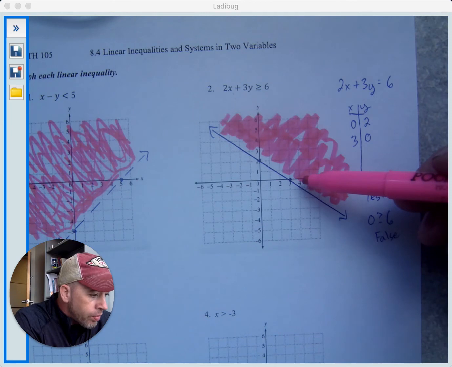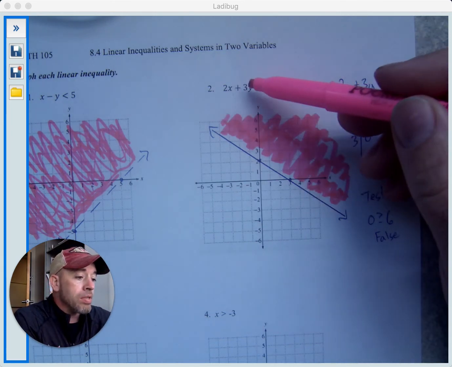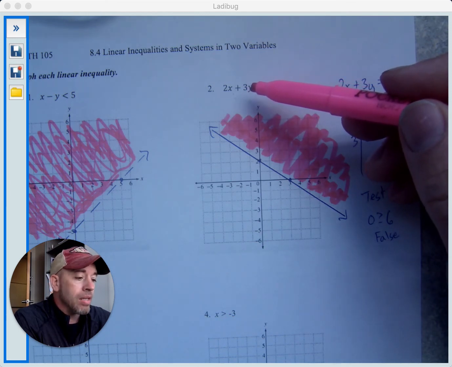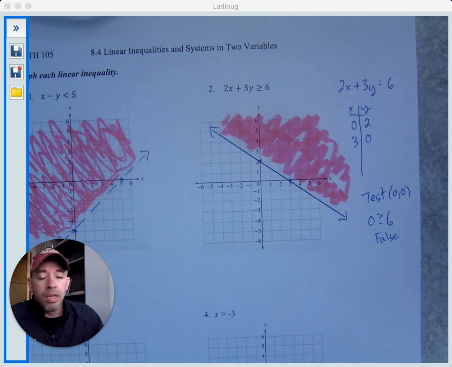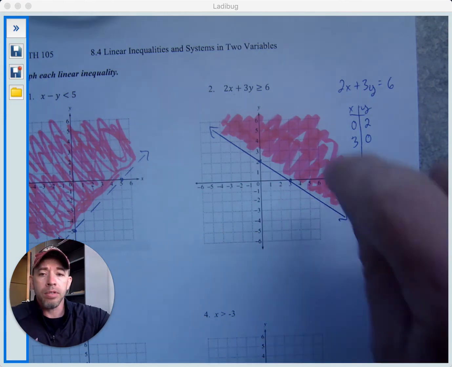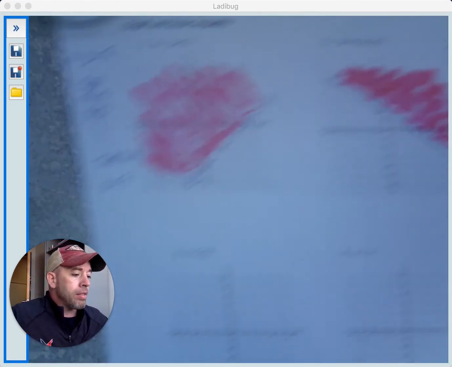You could try another point. Maybe we do the point 4, 1. It's in that region. 4 times 2 is 8, plus 3, that's 11. That is bigger than 6, isn't it? So it does fit the inequality. Again, on MyLab, you have a nice little fill tool that you can fill this whole region in with one little click. All right, let's look at the next one.